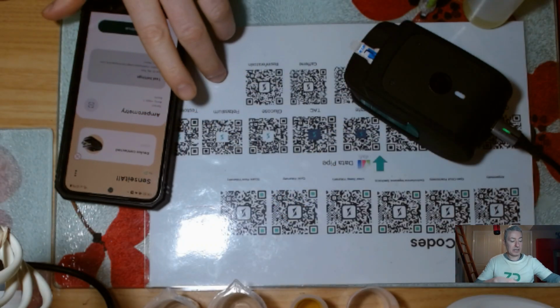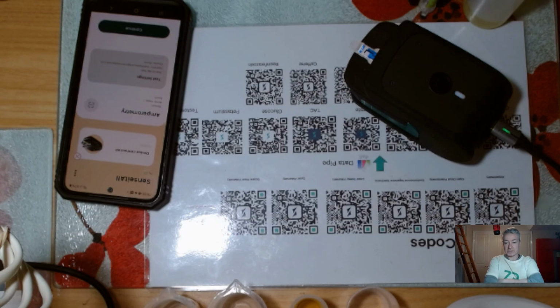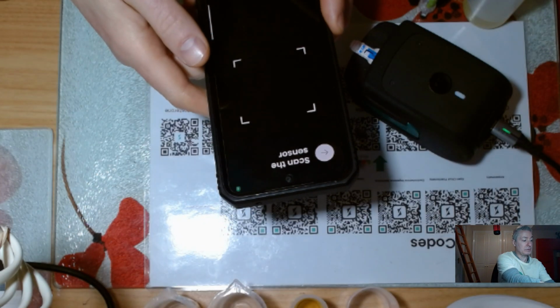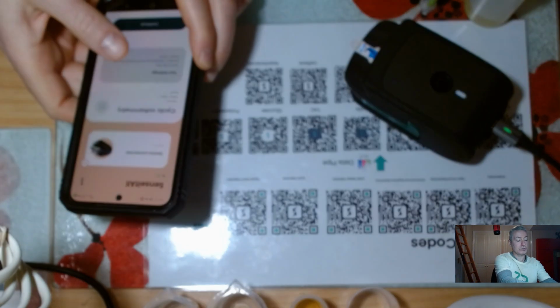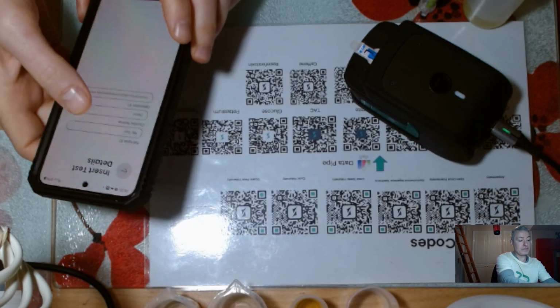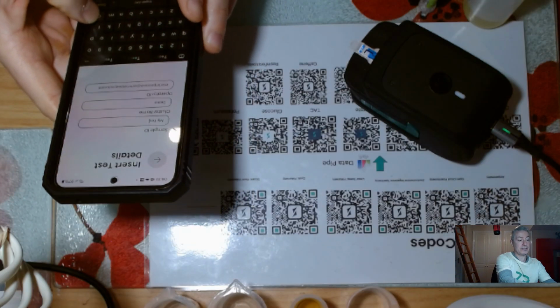I'm just going to scan a QR code. This is also relevant to the person doing peracetic acid analysis, as this instrument will feature later on there as well. I'm just going to put a name in for this. So this is ferricyanide.